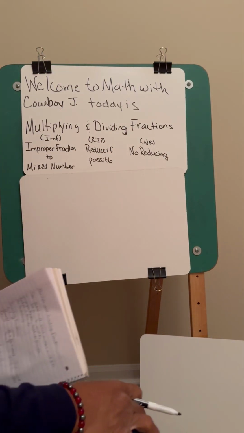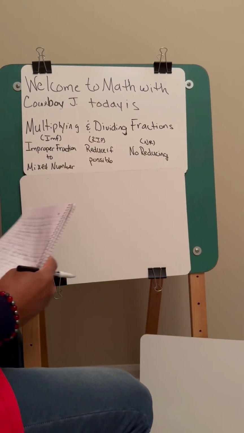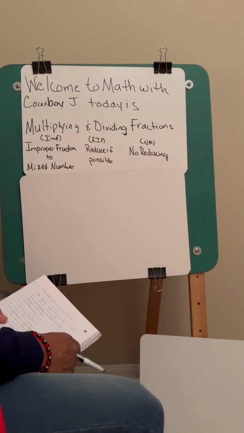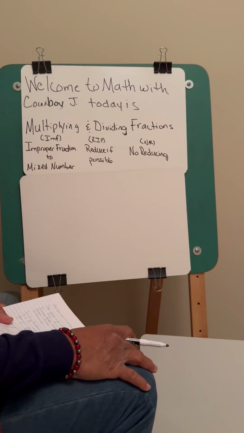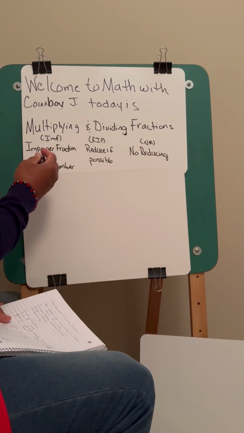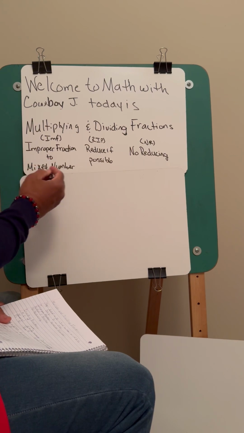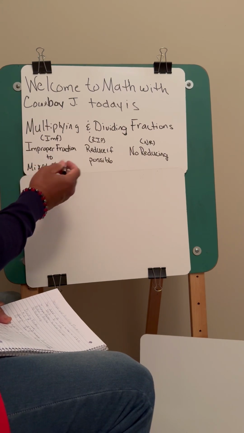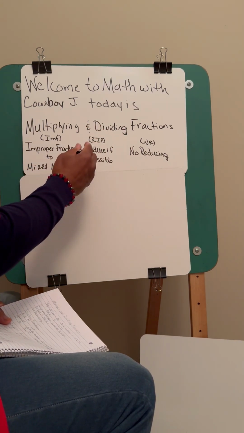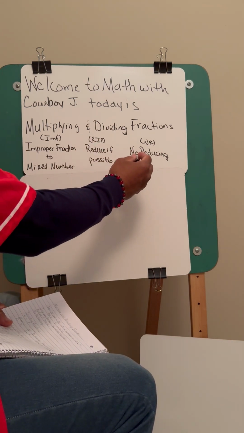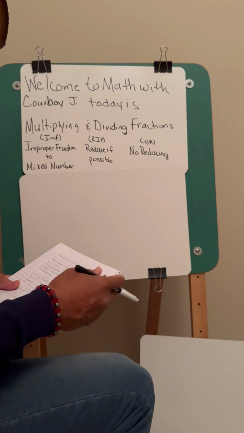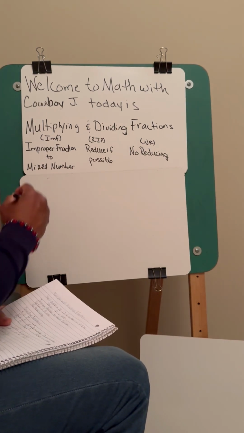Let's get into it. Today we're going to be multiplying and dividing fractions. Once you're done multiplying and dividing fractions, there are three types of fractions you can have. You can have an improper fraction that you have to change to a mixed number or whole number. You have a fraction that needs to be reduced if possible, so RIP. You have a fraction that has no reducing, which means it's great just the way it is. So, multiplying fractions.